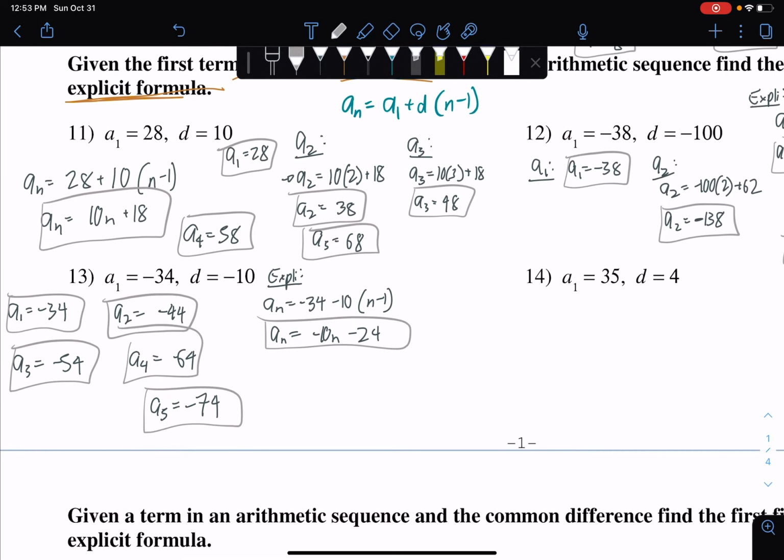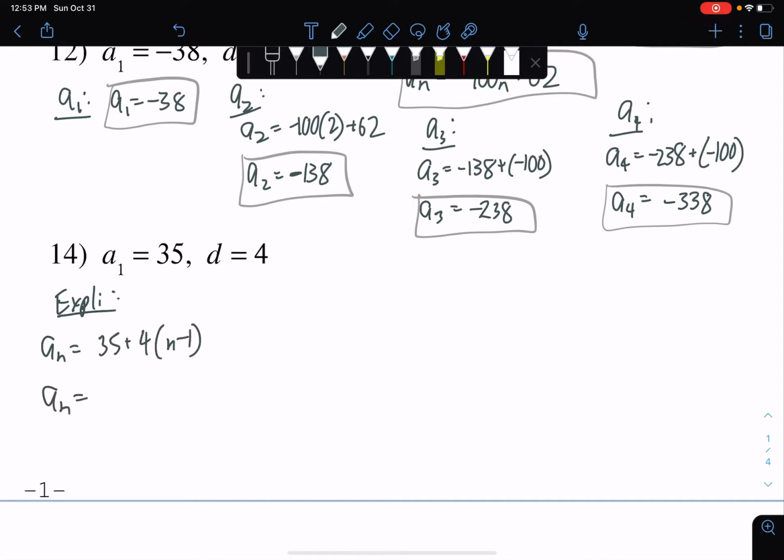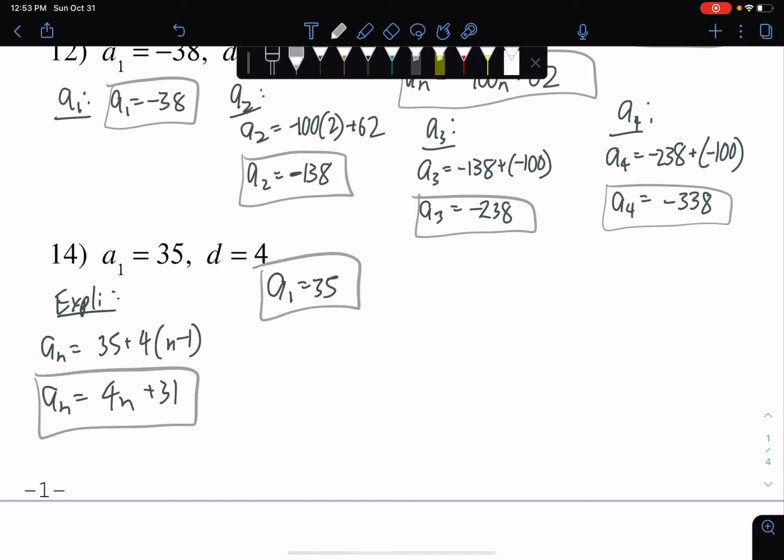Alright, for number 14, explicit formula. a sub n is equal to 35 plus 4 times the quantity n minus 1. And a sub n is equal to 4n plus 31. That is our final answer. Okay, a sub 1 is equal to 35. We know what a sub 1 is already. For a sub 2, 4 times 2 plus 31. 8 plus 31 is 39.